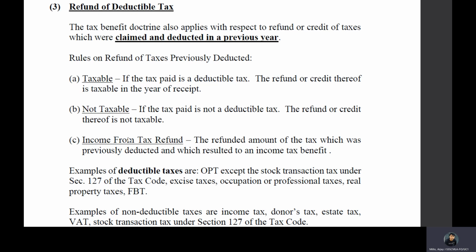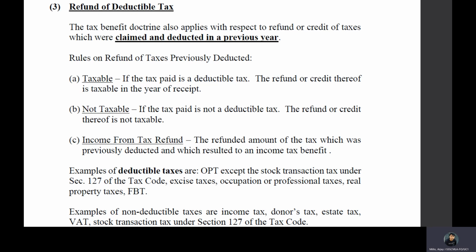So sir, ano ba yung mga deductible taxes? Ano ba yung mga non-deductible taxes? So technically, ang mga deductible taxes are mga other percentage taxes except yung stock transaction tax under Section 127 of the Tax Code. So Section 127 of the Tax Code, yun yung tax on sale, barter, exchange of shares of stock listed and traded through local stock exchange or through initial public offering. So yun yung exemption niya. Tapos yung mga non-deductible taxes, of course, yung income tax, donor's, estate, VAT, tsaka stock transaction tax under Section 127 of the Tax Code.